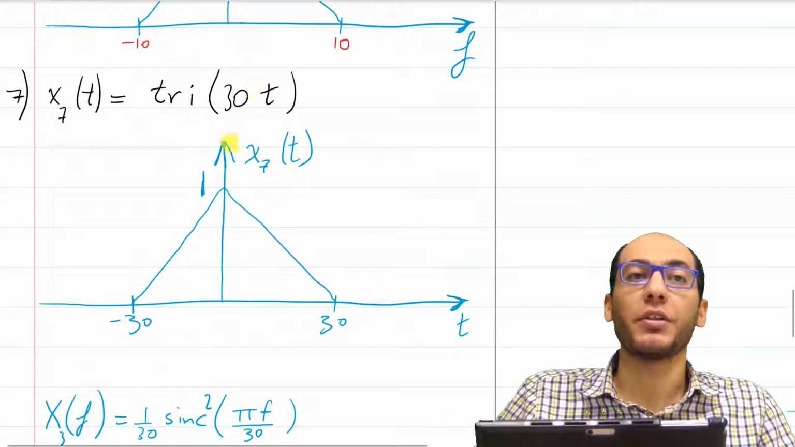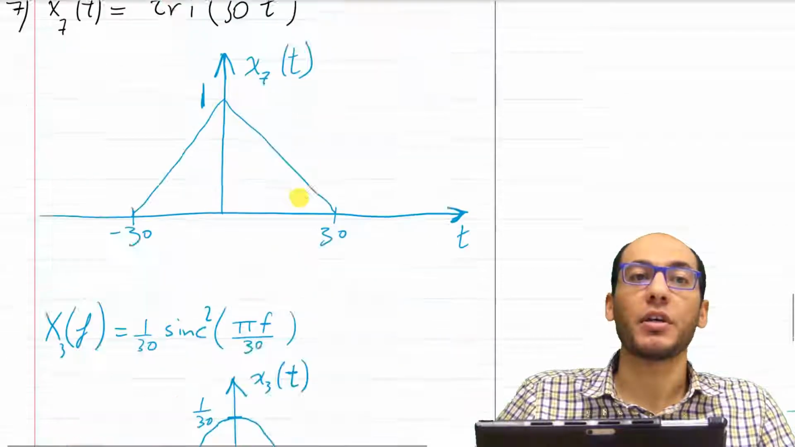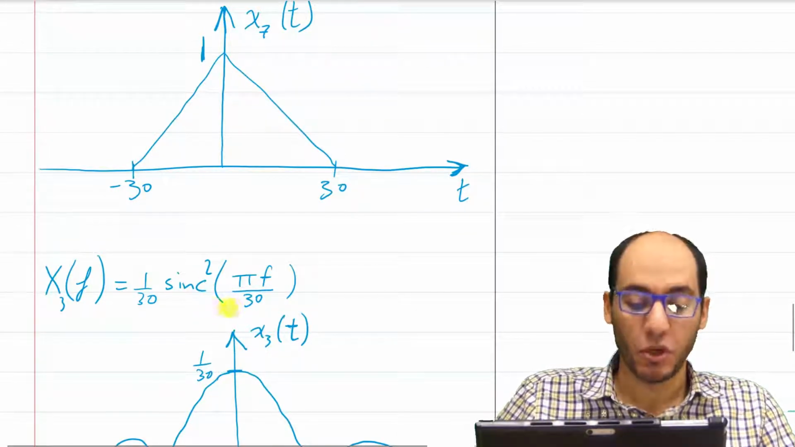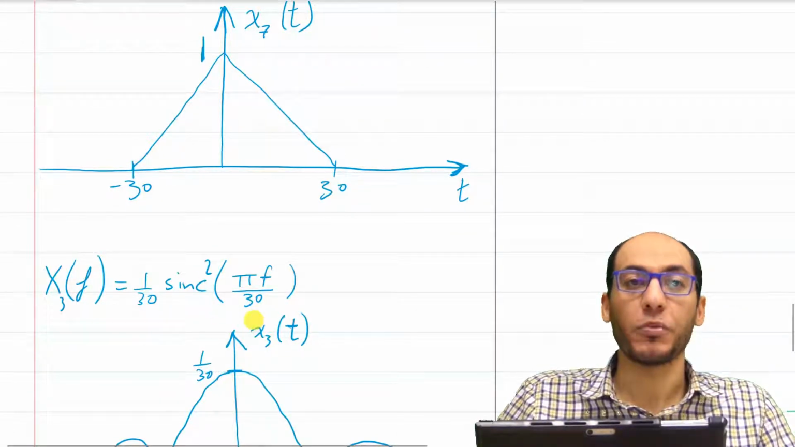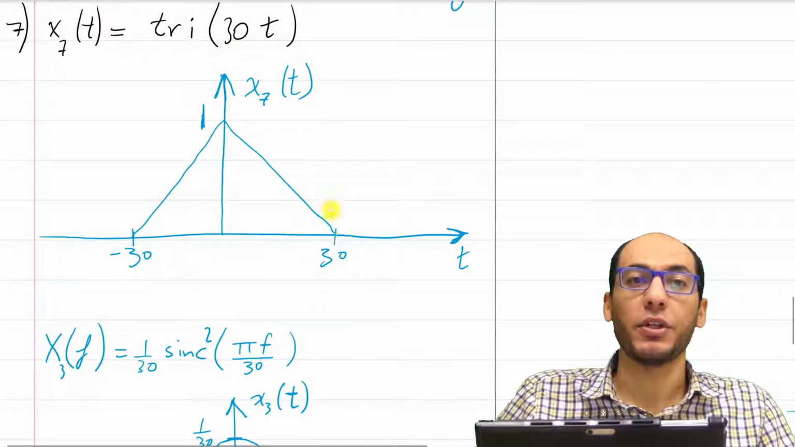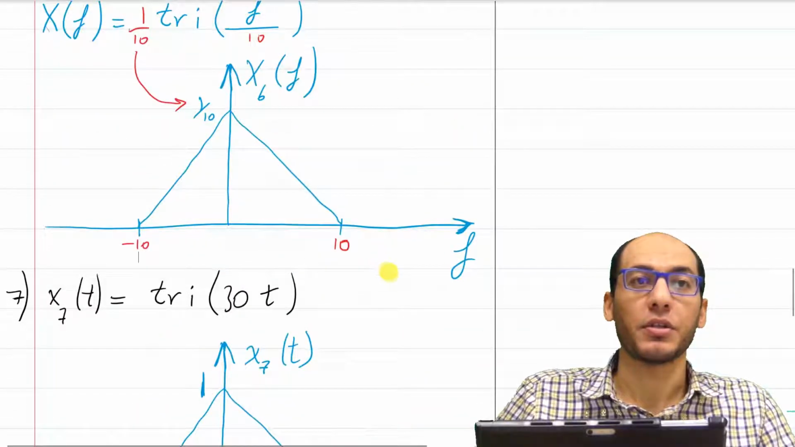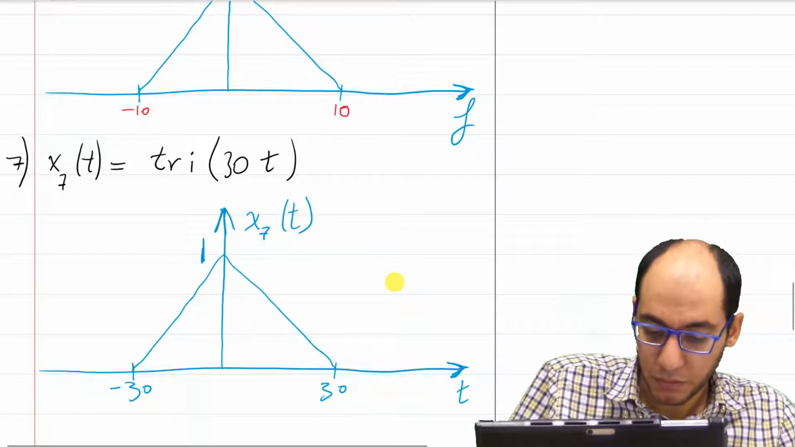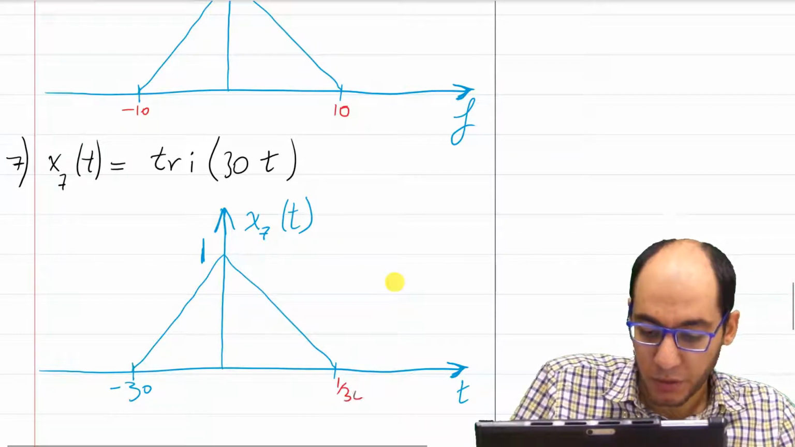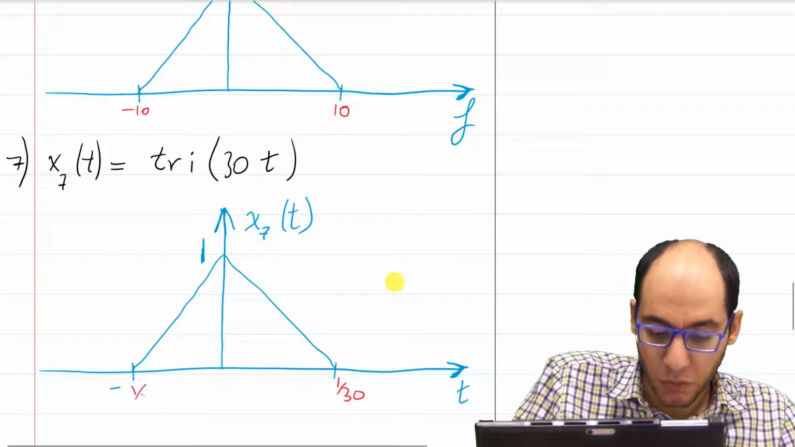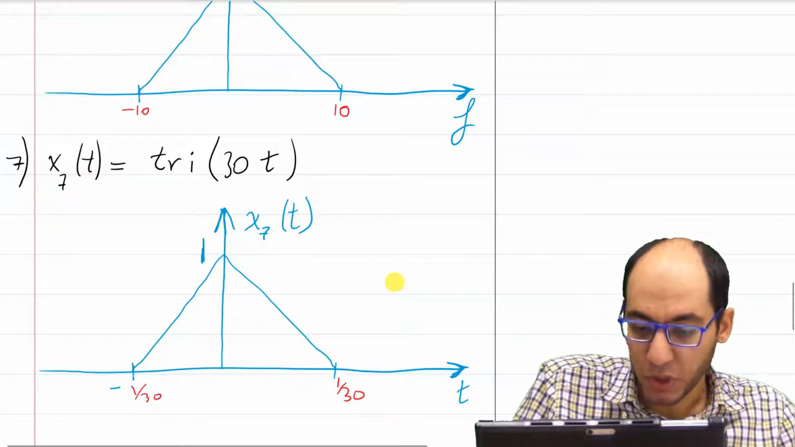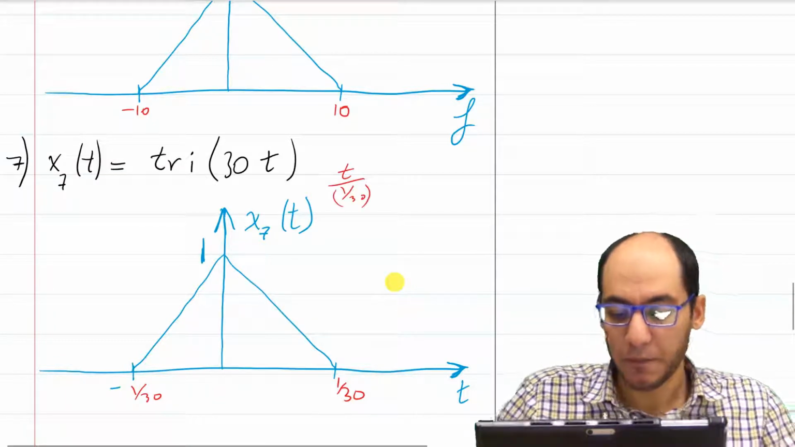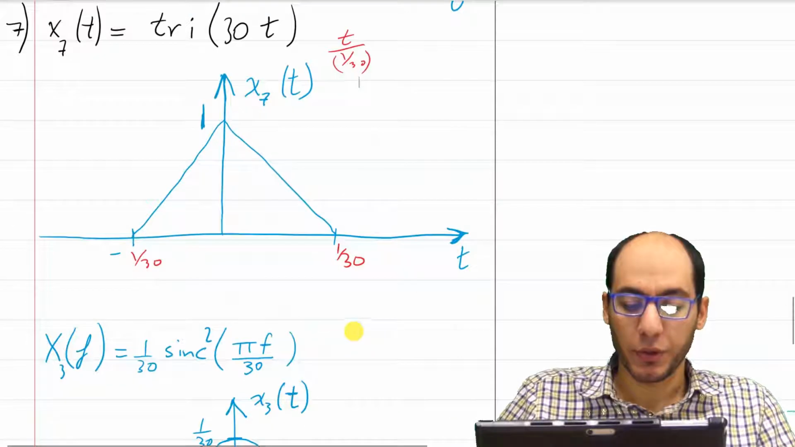Similarly, if I got a tri in the time domain, then I'm going to get a sinc squared in the frequency domain with the same formula, with the same rule applying as well. 30, so this becomes a 30. Okay. No, this is not a 30, this is a mistake. Okay. This is 1 over 30, and this is 1 over 30. Why? Because this is t over 1 over 30. Okay? So that's 1 over 30 and 1 over 30.